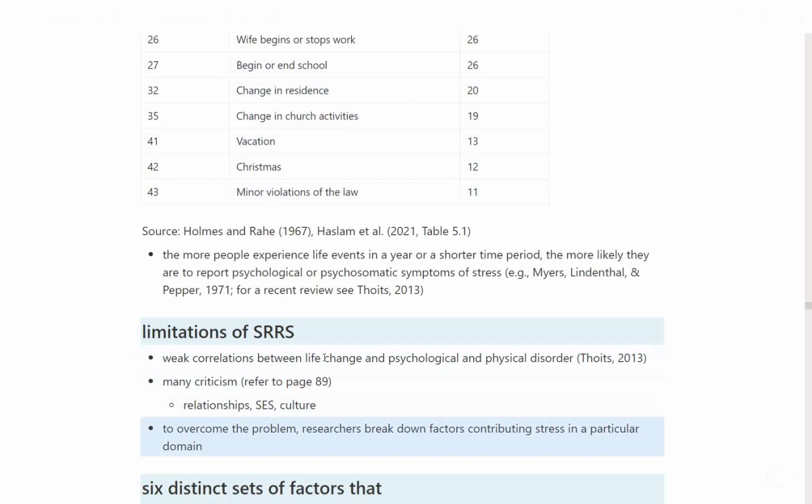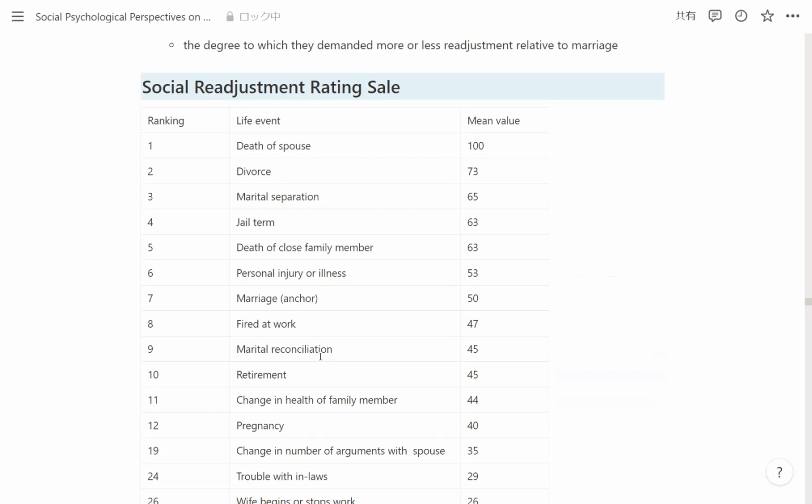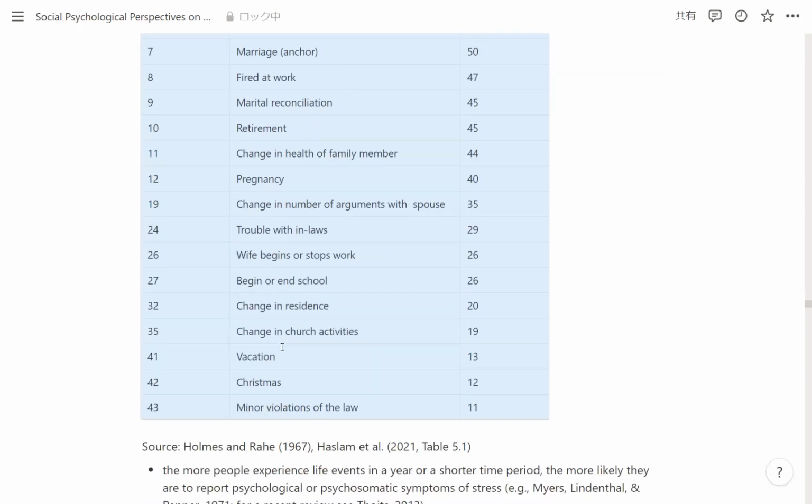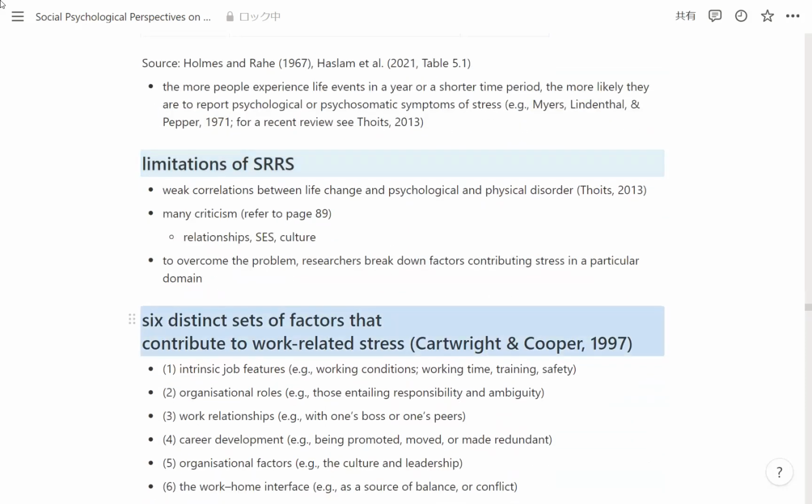Okay, so to overcome the problem, researchers break down factors contributing to stress in a particular domain. In this table, as you can see, there are stresses from different domains, like family issues, work-related issues, and more social issues. One such example is work-related stress. Cartwright and Cooper proposed 6 distinct sets of factors that contribute to work-related stress.